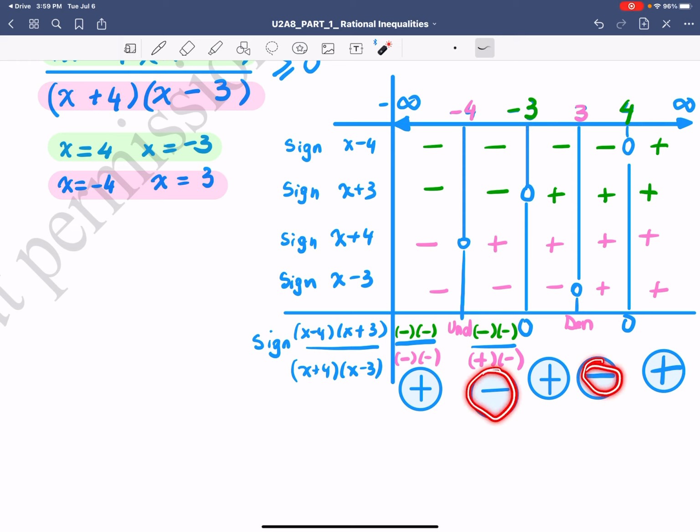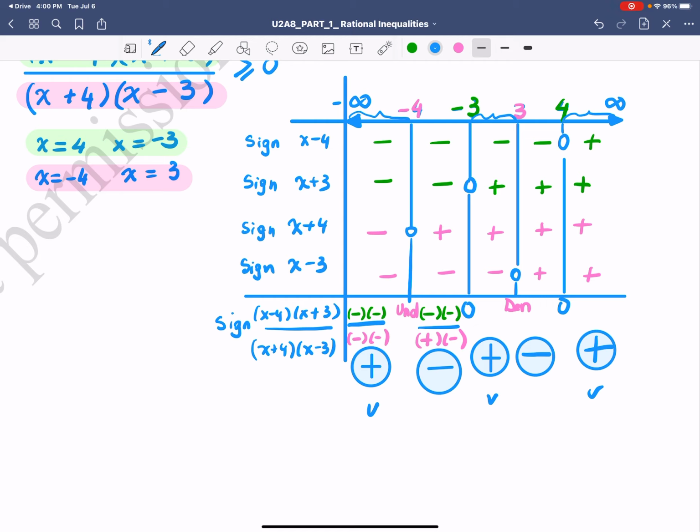Now let's take a look at our inequality. So what we want is the rational expression to be positive. So our solutions will be in the positives. And positives will happen for these particular x values. Right? So we're going to say x must have the values between negative infinity, comma, negative 4.